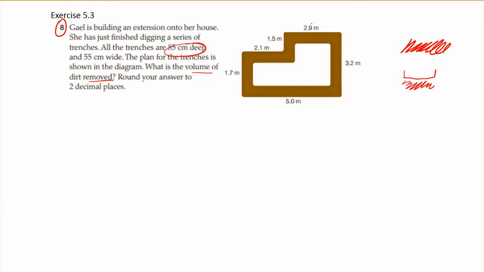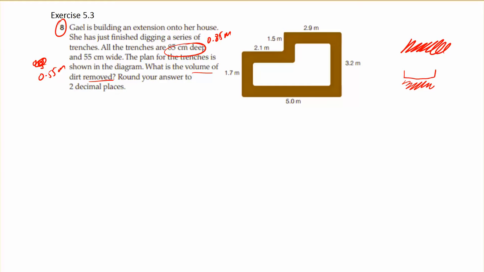Now, considering everything's in meters, we need to change these centimeter measurements into meters. So it's 0.85 meters deep and 0.55 meters wide. 0.55 meters wide. So make sure we convert these to the appropriate measurements before proceeding.